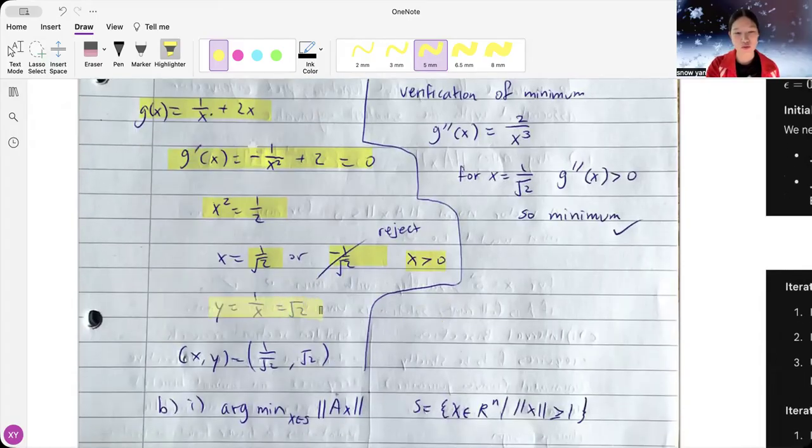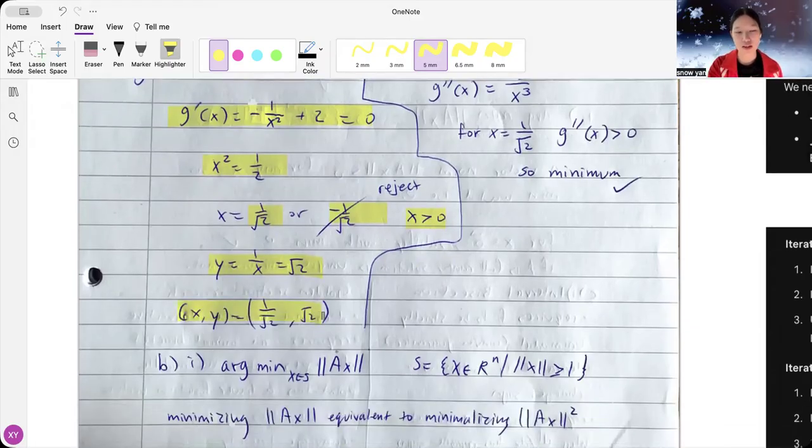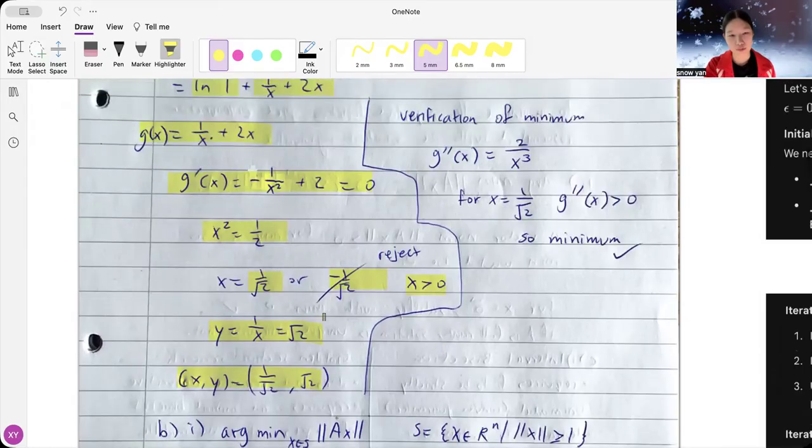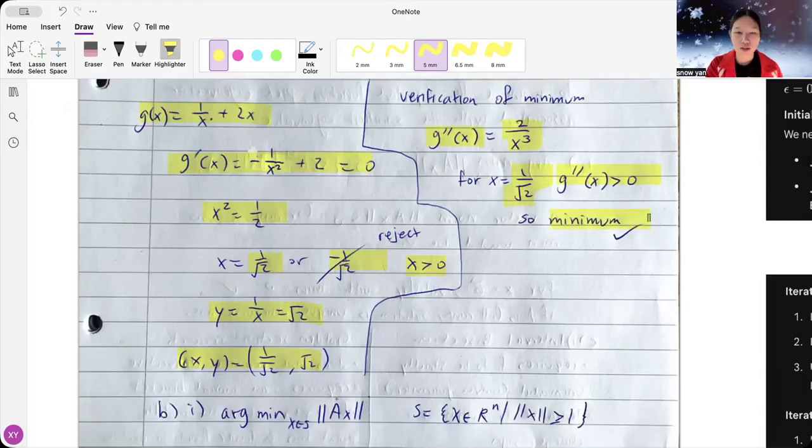And y would just be 1 over x, which would be square root 2. So hence I find this would be the value. And since it promises that I have a minimum, great, I'm done because it's only one answer. But if I do want to verify, I would just take the second derivative of g, and at 1 over square root 2 the second derivative is greater than 0, so it's a minimum. So that's how we can verify it.